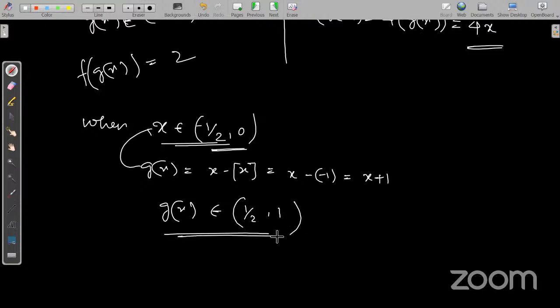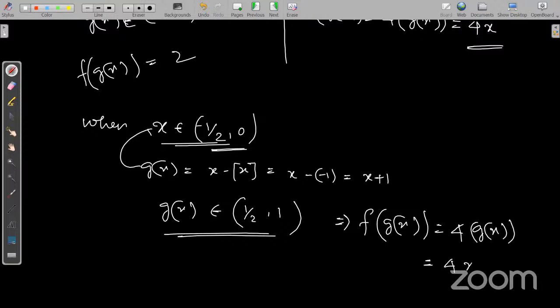So when g of x belongs to 1/2 to 1, then f of g of x will be equal to 4 into g of x, and here g of x is x plus 1, so we get 4 into x plus 1, that is 4x plus 4.